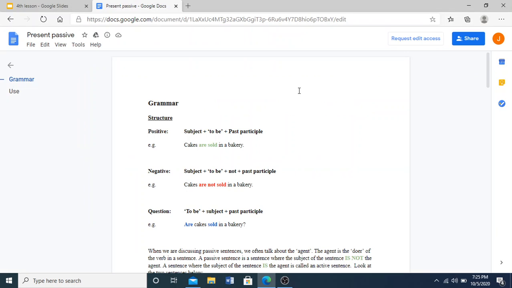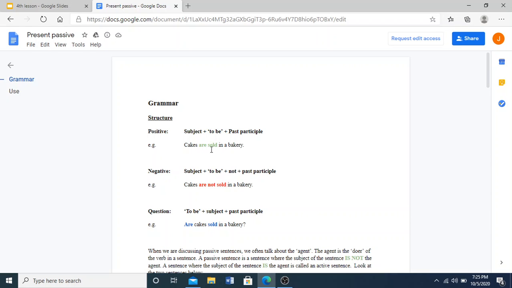So here is a quick note that is going to help us to understand and to explain in a more detailed way about the present passive. Now, this is the structure. In the present passive, you have the positive, you have the negative, and you have the question also. The positive is subject plus to be, which is the present form of be, and the past participle.